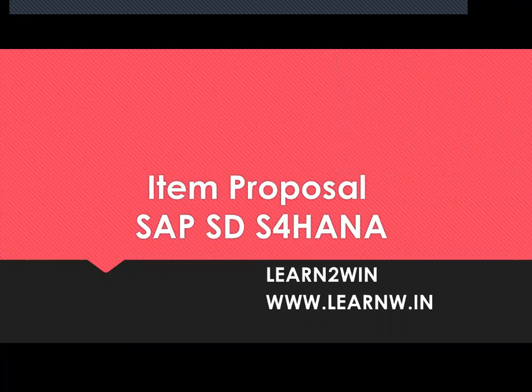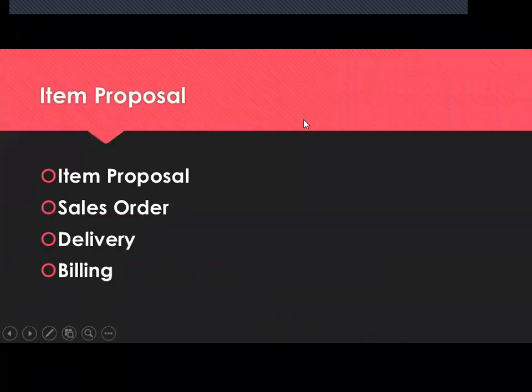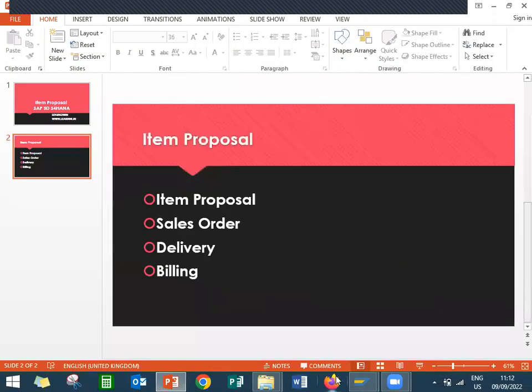So what is item proposal? Frequently used material, frequently bought by the customer. The customer used to buy the same materials frequently in the sales order. So we can call those materials in the sales order automatically through item proposal. That is item proposal. So what I'm going to do is create an item proposal, create a sales order, do the delivery, and do the billing. Let's go to the live system.